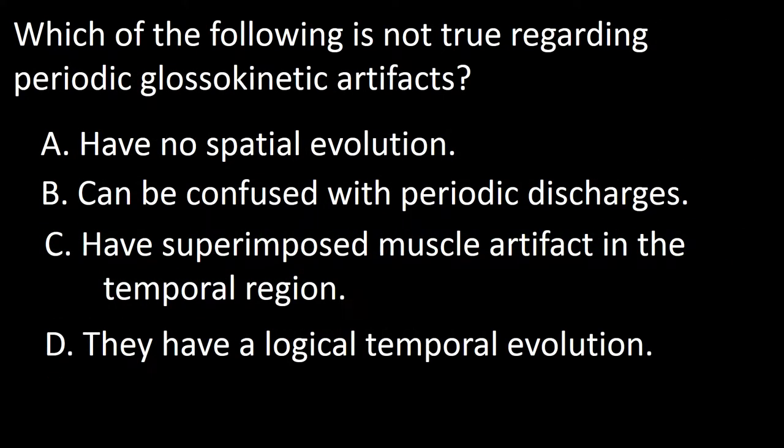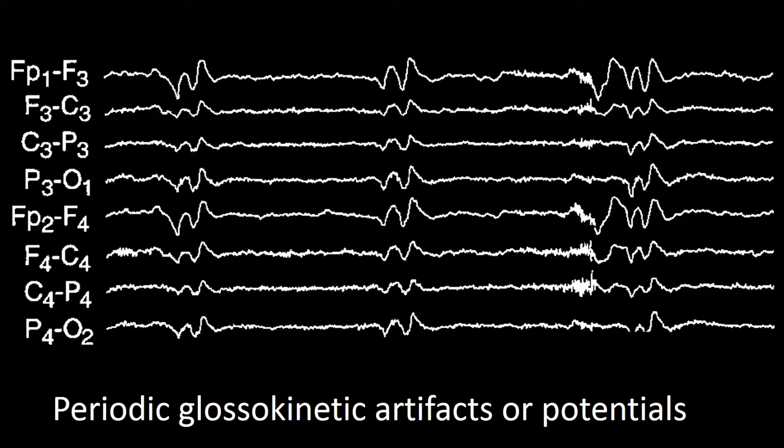Next question. Which of the following is not true regarding periodic glossokinetic artifacts? A. Have no spatial evolution. B. Can be confused with periodic discharges. C. Have superimposed muscle artifacts in the temporal region. D. They have a logical temporal evolution. Periodic glossokinetic artifacts or potentials can be confused with periodic discharges of the type that occur in encephalopathy or with other types of artifacts.